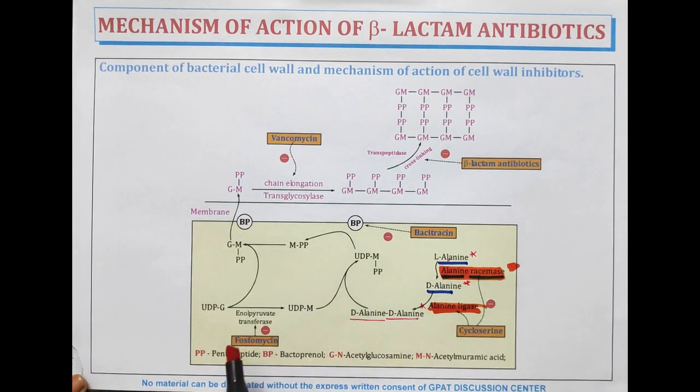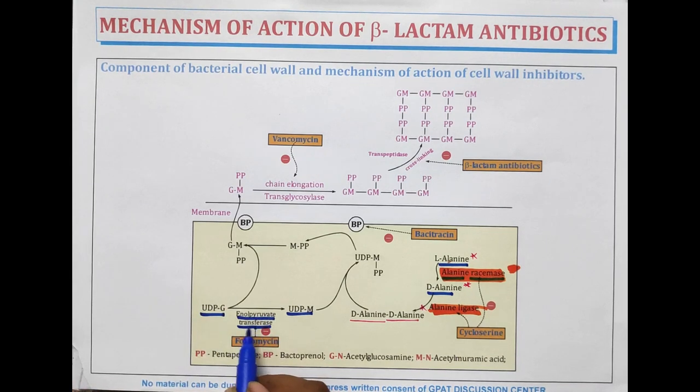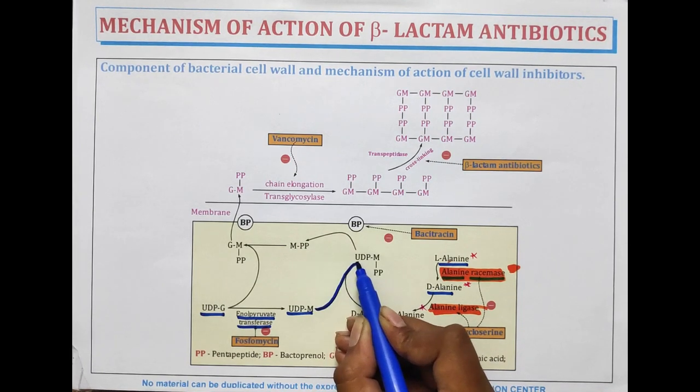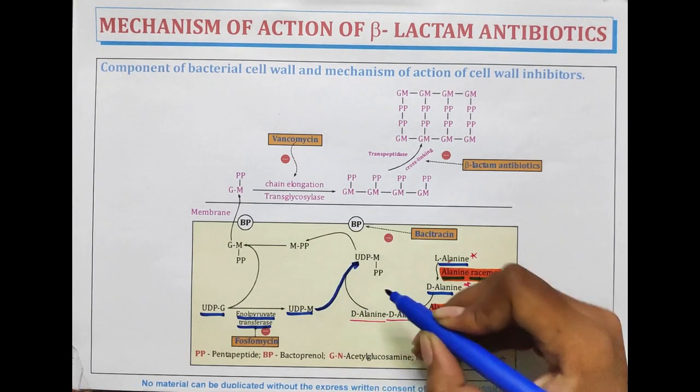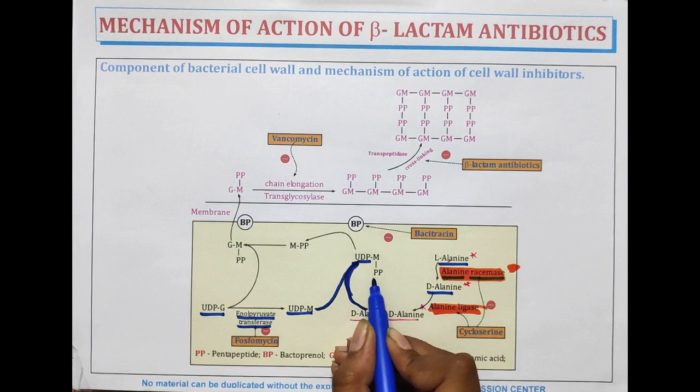The other side is UDPG, that is uridine diphosphate glucosamine, which is further converted into UDPM, that is uridine diphosphate muramic acid. It is converted by the presence of enol pyruvate transferase. Enol pyruvate transferase is the enzyme which converts UDPG into UDPM. Further, this UDPM and the D-alanine-D-alanine complex together form a complex which is known as UDPMPP.